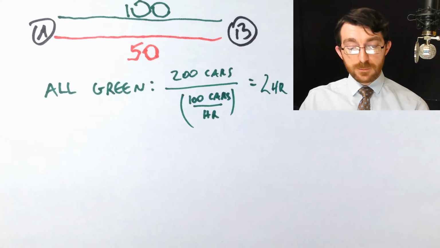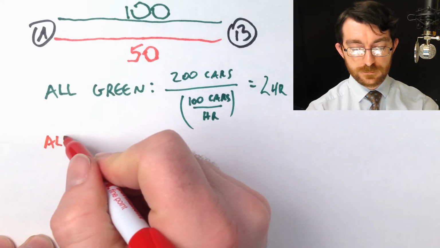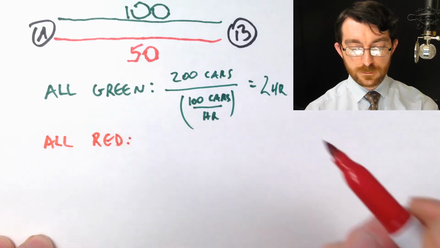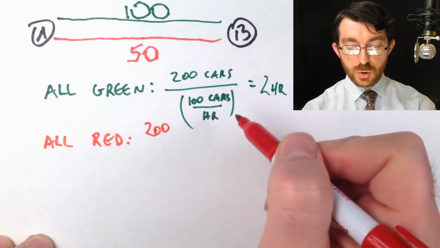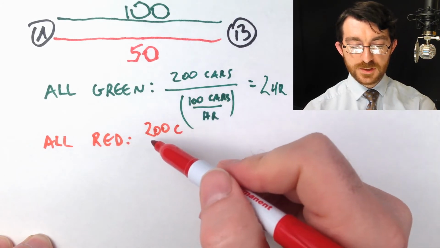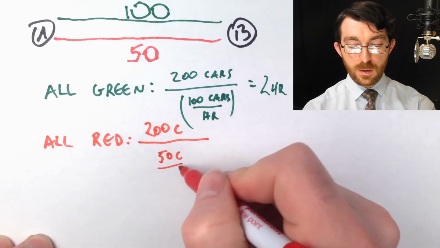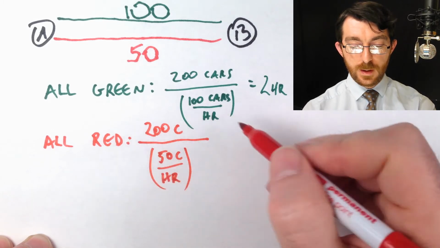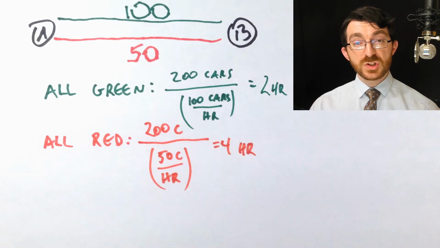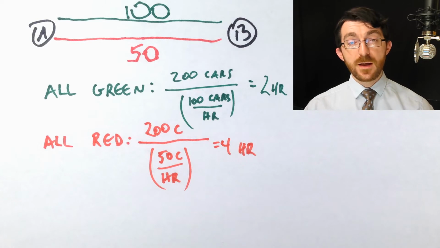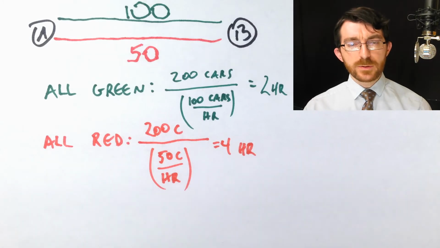Okay, what if everyone takes the red road? If everyone goes red, we're going to have 200 cars, 200C, I'll just abbreviate that, over 50 cars per hour. That's going to be 4 hours. And no surprise there. The slower road takes more time, and in fact, it's half as fast, so it takes twice as long. Okay, so that's not really a surprise.